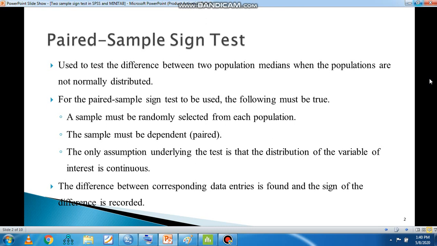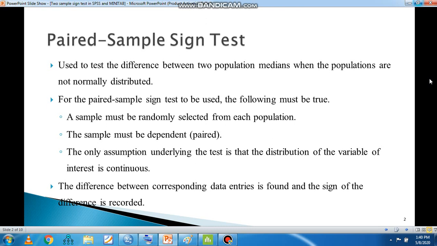For the paired sample sign test to be used, the following conditions must be true. First, data must be randomly selected. Second, samples must be dependent. And the third is the only assumption underlying the test, that the distribution of the variable of interest is continuous.